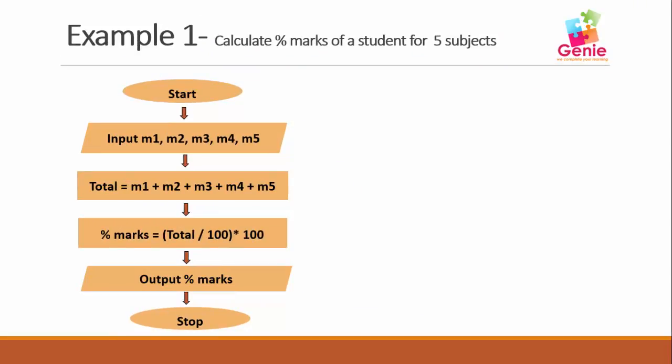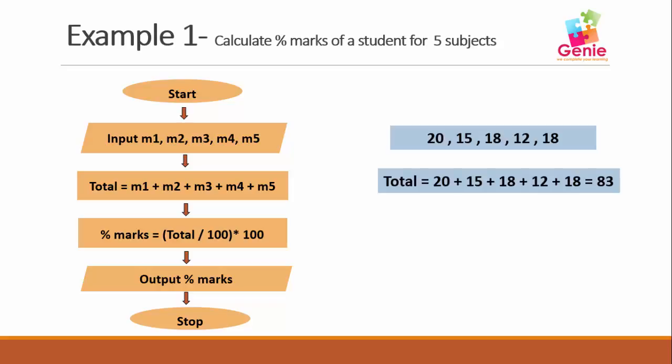Let's have a look at it with the help of an example. Let's say the marks entered by the user are 20, 15, 18, 12 and 18. These are the marks for the 5 subjects which get stored in M1, M2, M3, M4 and M5 respectively. We are assuming that these marks are scored out of 20 each.